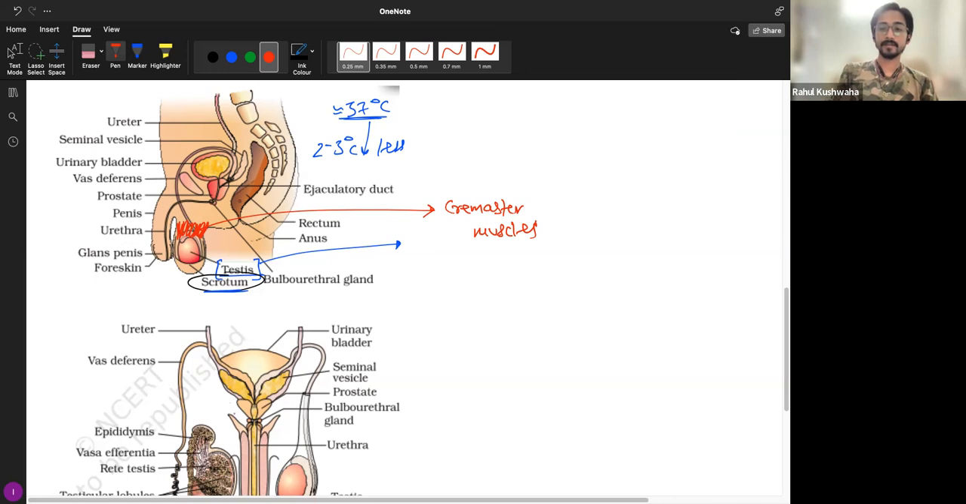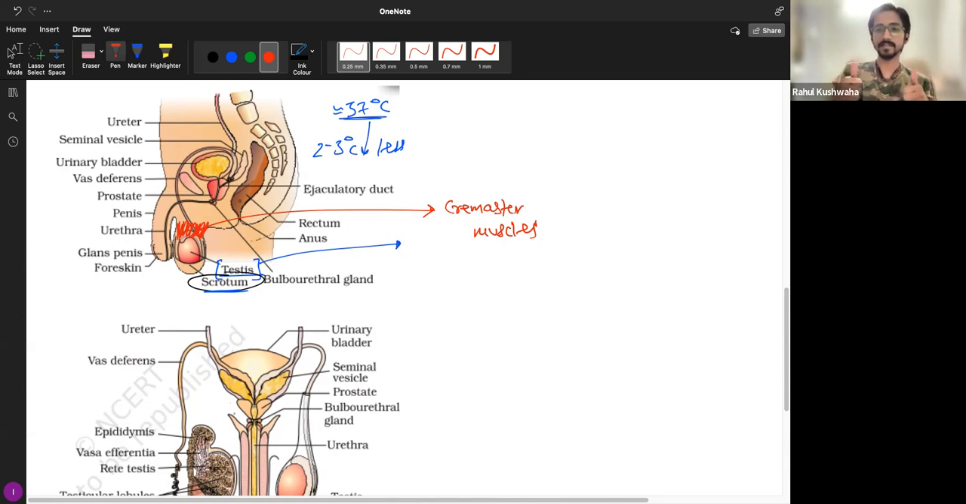Okay. So if someone's body temperature starts going down, especially in winters, if you're feeling very cold, then in the male body, the brain decides to constrict the cremaster muscles, and the testes go a little closer to the body cavity to maintain the temperature that is required for spermatogenesis.